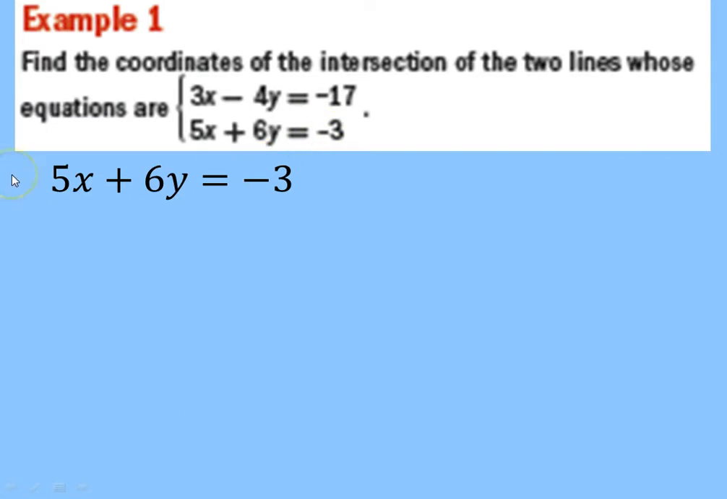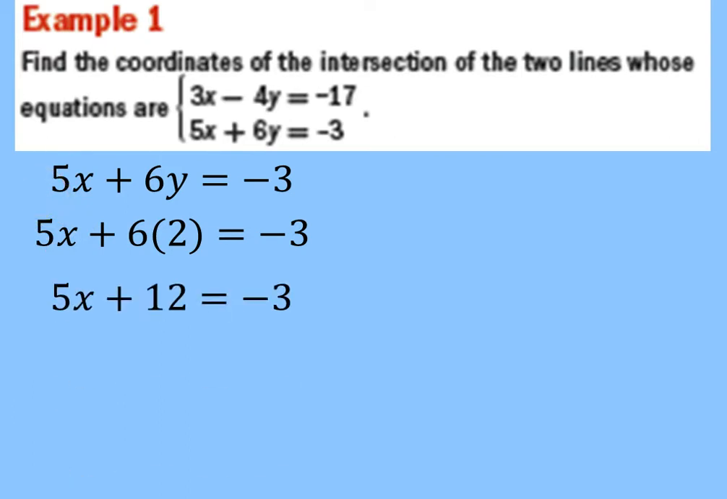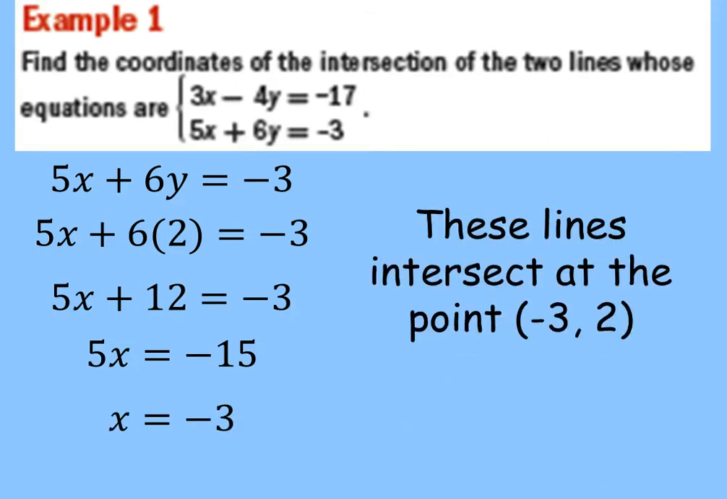What I'm going to do is take the y that we found, which was 2, and plug it into the y in this equation. When I do that, we're left with just an x, which will now be possible to find. So we have 5x plus 12, and this 12 comes from 6 times 2. Subtract 12 on both sides, and we get negative 15. Divide both sides by 5, and we get x equals negative 3. So as a result, these lines intersect at the point negative 3, 2.